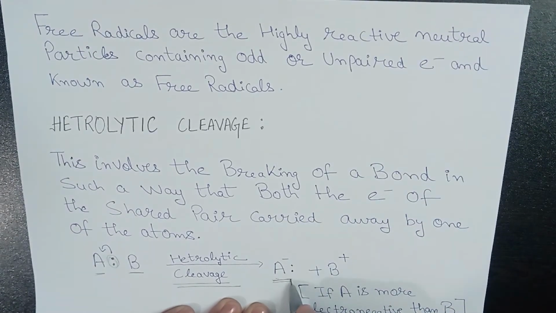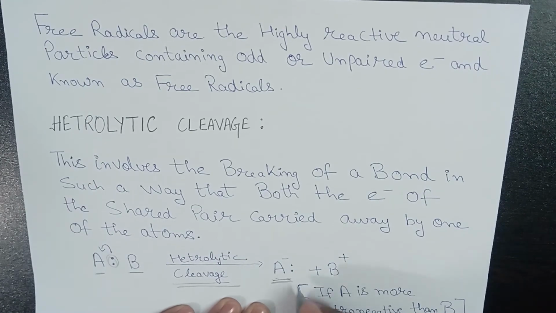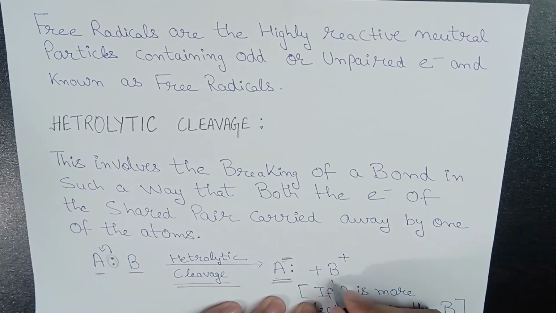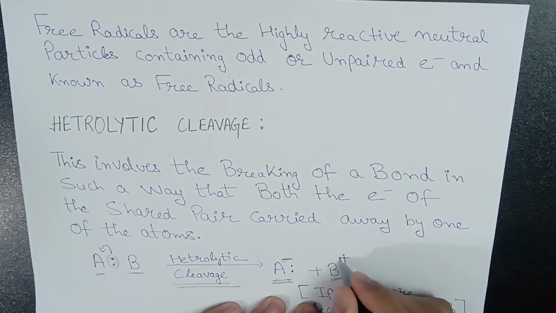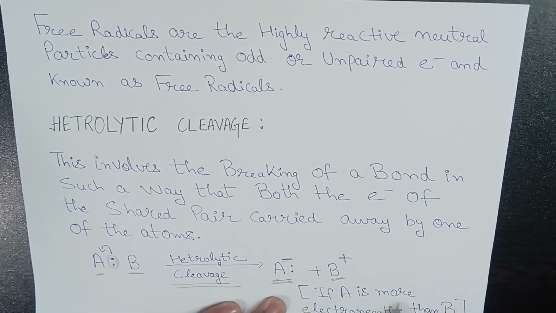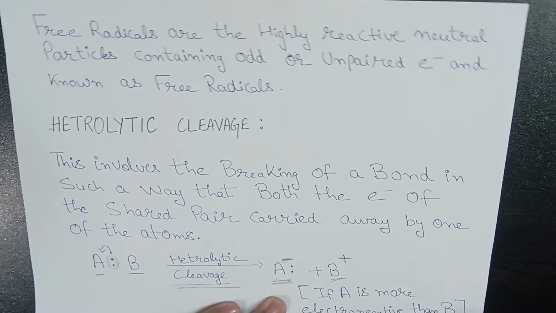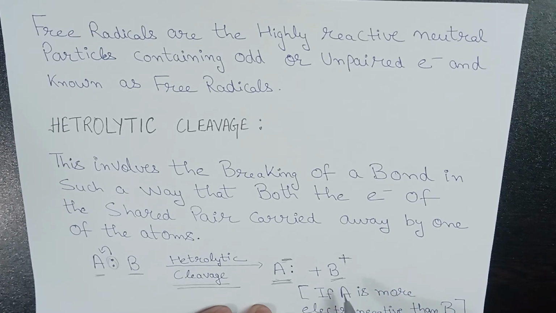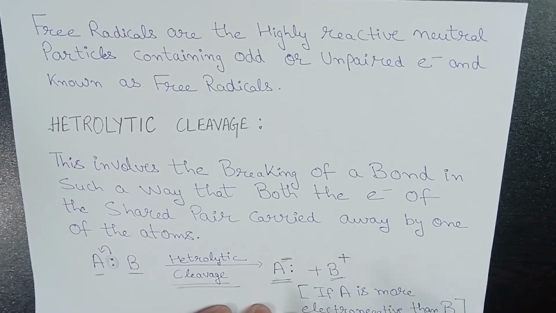In this case, A took both the shared electrons and hence attained the negative charge over here, and the other atom B attains the positive charge. This only occurs if A is more electronegative than B. So if B is more electronegative than A, then the condition will be vice versa.